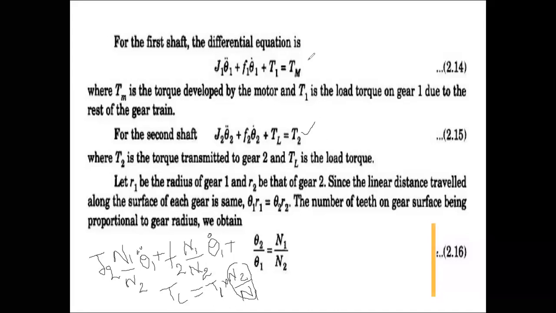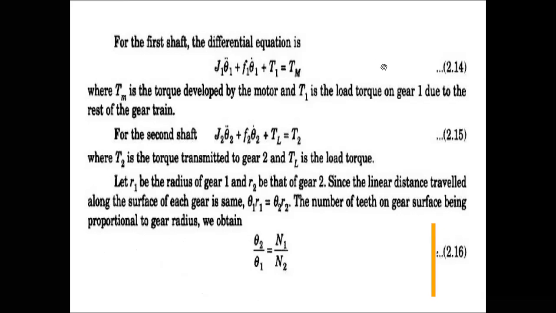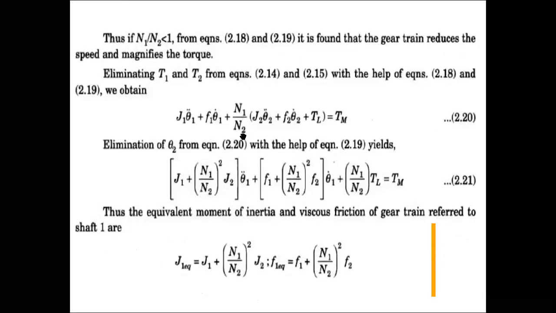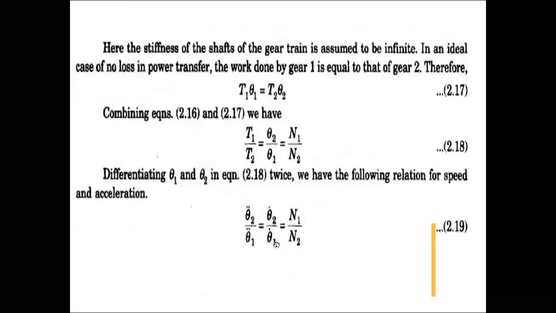Now let us take that. If you take that equation here, if you observe, T1 is replaced with N1 by N2 into J2 theta 2 double dot plus F2 theta 2 dot plus TL. But what is theta 2 double dot? Theta 1 double dot into, what is theta 2 by theta 1? Theta 2 by theta 1 equal to N1 by N2. So what is theta 2? Theta 1 into N1 by N2.